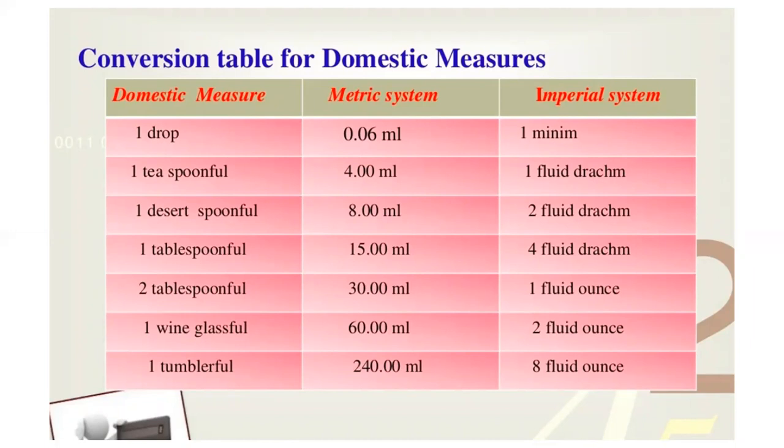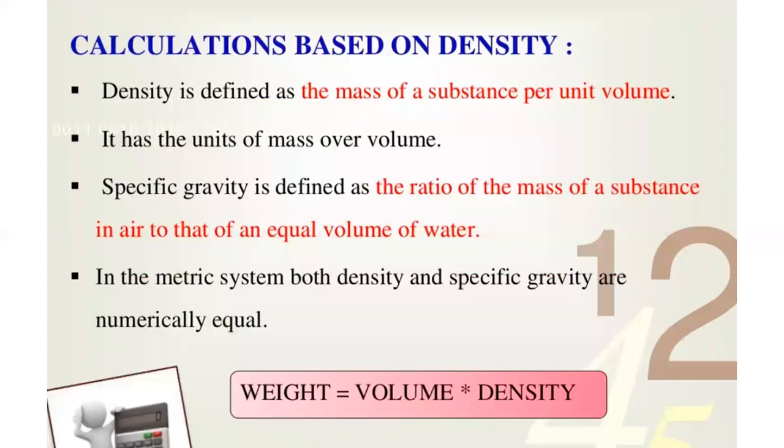You can see another domestic measure: 1 wine glassful means 1 glass of wine. In the metric system it is 60 ml. In the imperial system it is 2 fluid ounces. And next, calculations based on density. You know very well what density is.